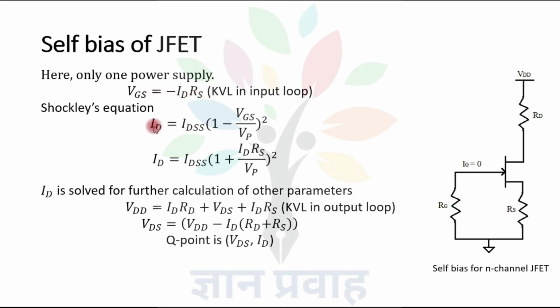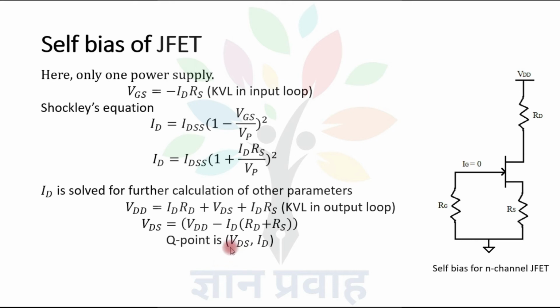In case of JFET, drain current is related by using Shockley equation, that is ID equal to IDSS into (1 minus VGS upon VP) square, and VGS is nothing, it is minus ID RS. ID equal to IDSS into (1 plus ID RS upon VP) square. So now this equation must be solved for ID. It is a quadratic equation, and by solving this equation we can find out the value of ID. So ID is solved for further calculation of other parameters.